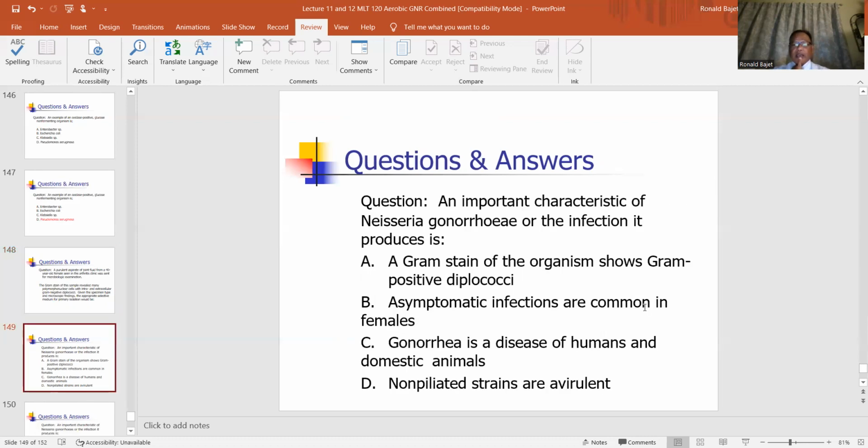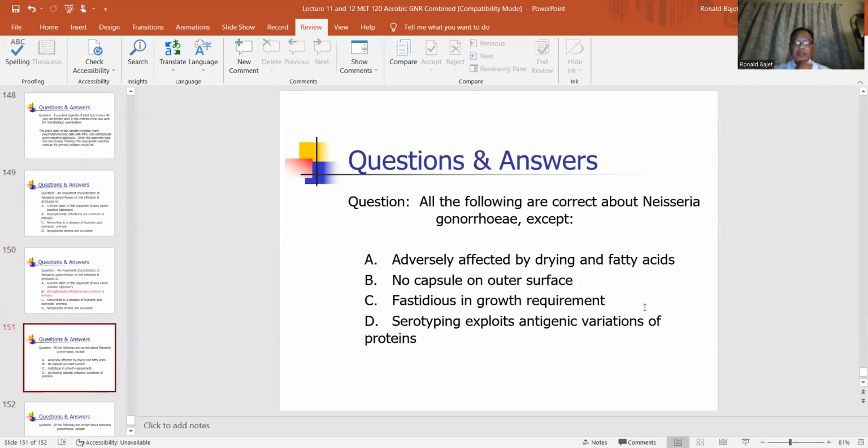Here's a question. An important characteristic of Neisseria gonorrhoeae, or the infection it produces, is: a Gram stain of the organism shows gram-positive diplococci? No, that's pneumococcus. Asymptomatic infections are common in females. It's a possibility. Gonorrhea is a disease of humans and domestic animals? I didn't talk about domestic animals. Non-piliated strains are avirulent? So the answer to this one is that asymptomatic infections are common in females.